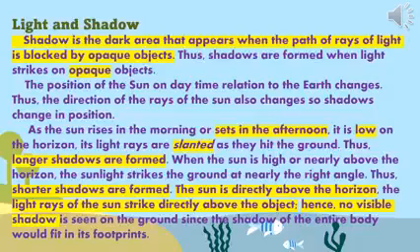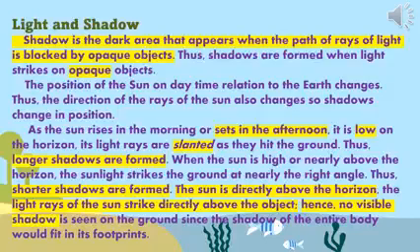light and shadow. Shadow is the dark area that appears when the path of rays of light is blocked by opaque objects. Thus, shadows are formed when light strikes on an opaque object. The position of the sun in the daytime in relation to the earth changes. Thus, the direction of the rays of the sun also changes, so shadows change in position.